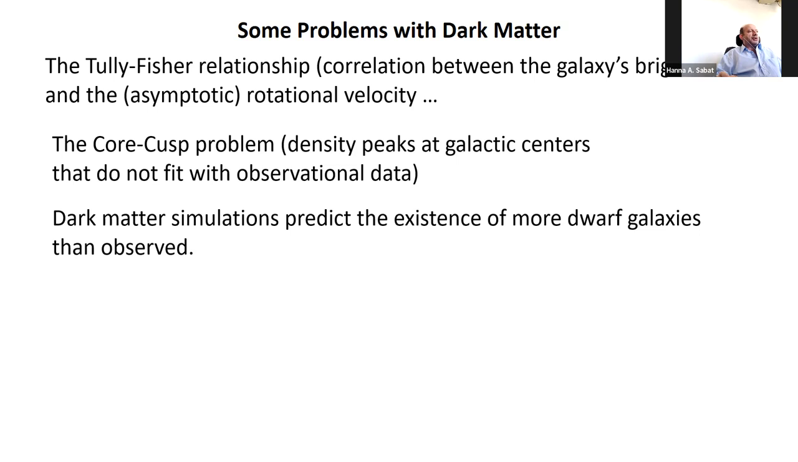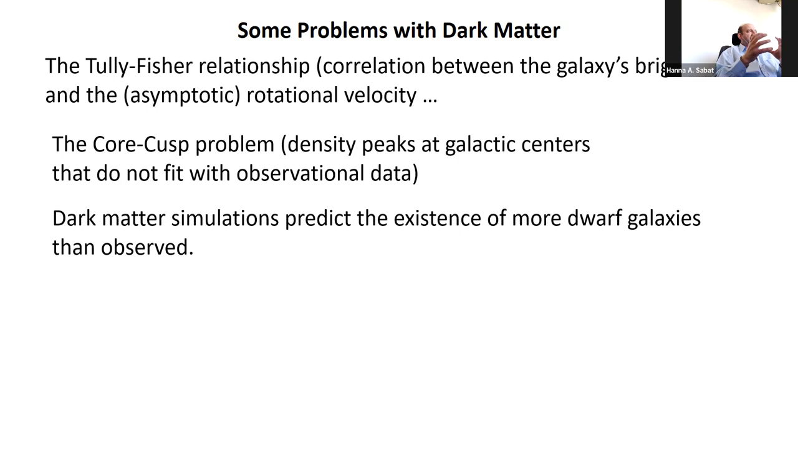Also, dark matter simulations predict the existence of more dwarf galaxies than observed. Dwarf galaxies, of course, have much less matter or stars than classical galaxies like our Milky Way. Our Milky Way galaxy has at least 10 to the power of 11 stars. This is the order of magnitude. Some galaxies like ours may reach up to 10 to the power of 12, or 1 trillion stars. But in the case of dwarf galaxies, it's much less, around 10 to the power of 10, give or take, of stars. So they are much less massive.